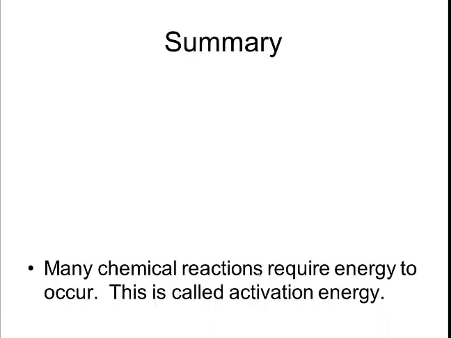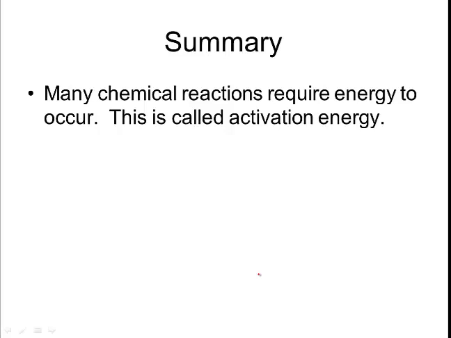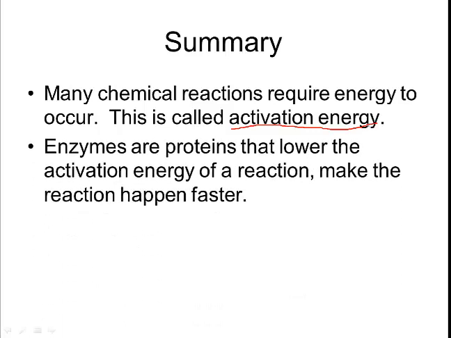All right, so let's summarize everything that we learned in Standard 1.3. So remember, many chemical reactions require energy to occur, and that energy that is needed to get a reaction started is called the activation energy. Okay, enzymes are proteins. Don't forget that important piece of information. They are going to lower the activation energy of a reaction, and that's going to make the reaction happen faster. So when you make it so that it needs less energy to occur, the reaction will then go faster.